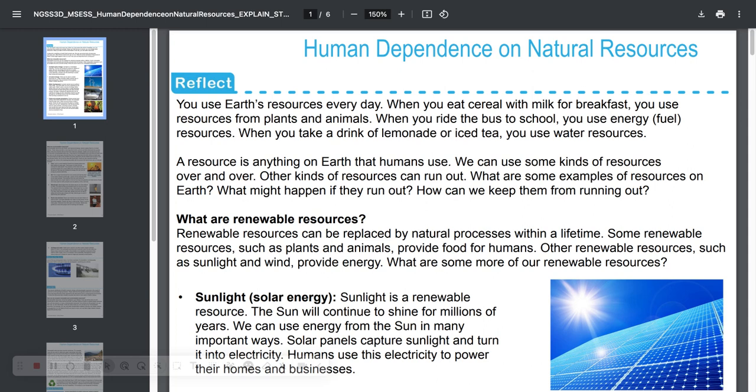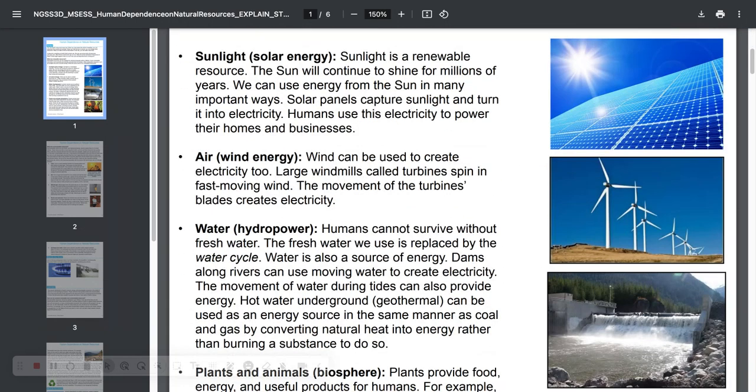What are renewable resources? Renewable resources can be replaced by natural processes within a lifetime. Some renewable resources, such as plants and animals, provide food for humans. Other renewable resources, such as sunlight and wind, provide energy. What are some more of our renewable resources?